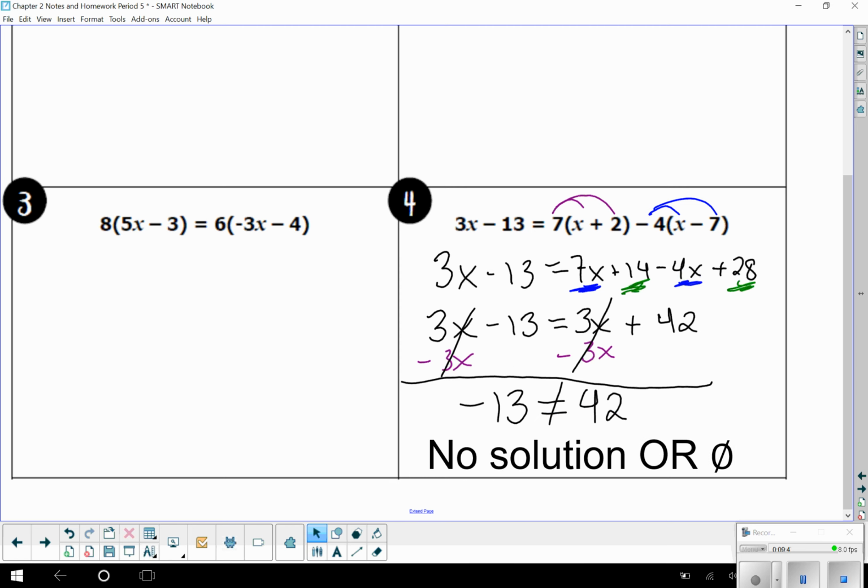Let's look at, not all of them are going to come out as empty set or the no solution or infinitely many. For example, number 3 over here comes out to be x equals 0. This one up here is the infinitely many, and this one here is x equals negative 4. You guys can try those and see if you can get the right answer.